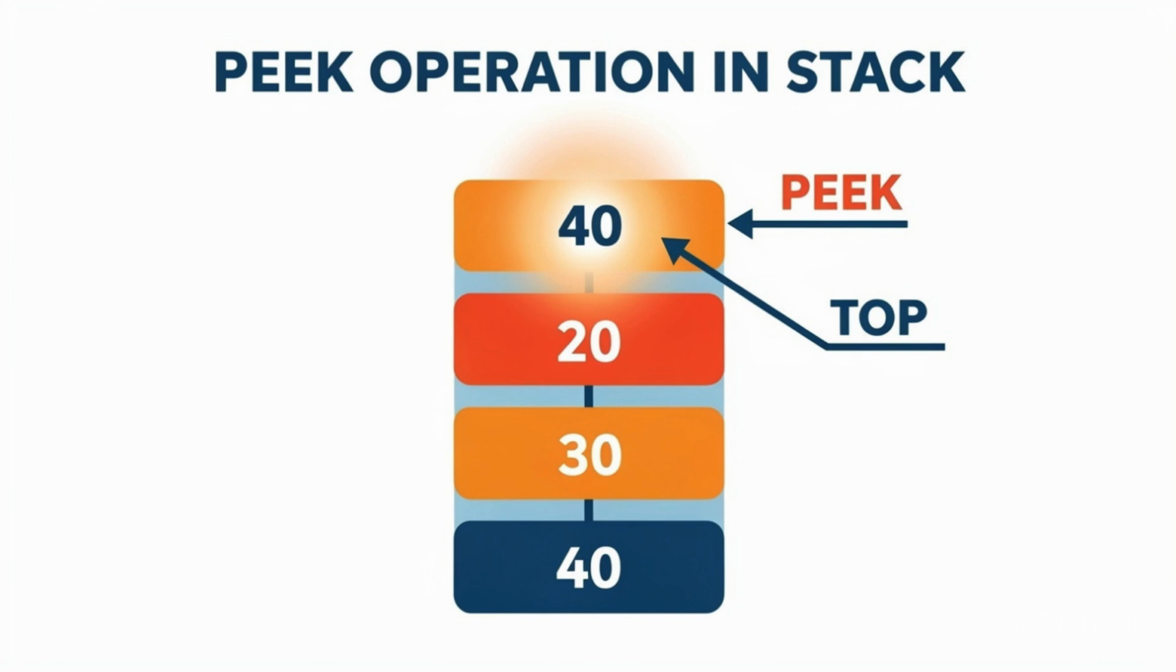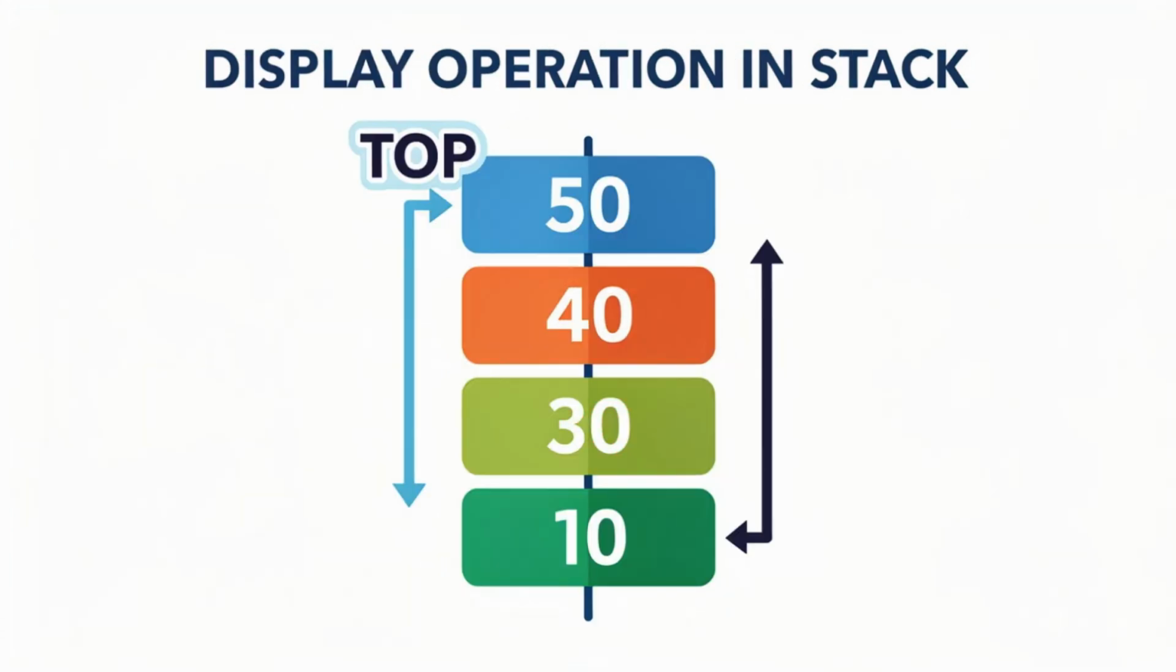Next, see peek operation. Peek operation shows the top element. It does not remove the element. It only displays the latest inserted element. This operation is useful when we want to check the top value. Next is display operation. Display operation prints all the elements in a stack. Elements are printed from top to bottom. This helps us to see current content of a stack.